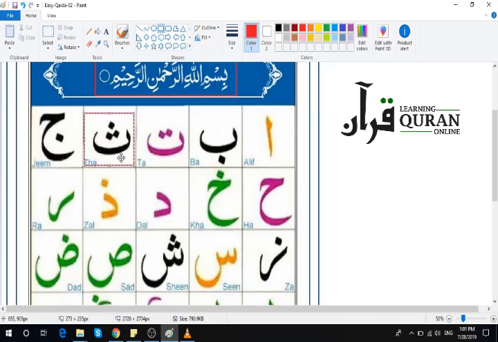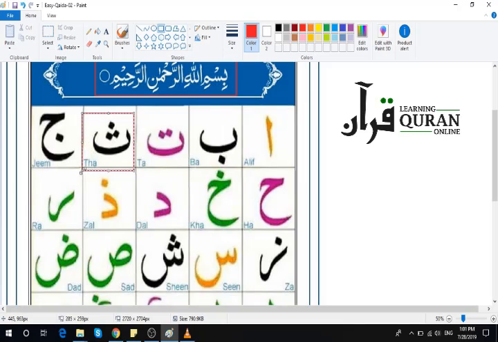We have the next letter, whose name is tha. The pronunciation of this letter is: touch the edge of your tongue to the top two teeth. I am repeating that, touch the edge of your tongue to the top two teeth and then try to pronounce it like tha, tha. See the spelling in English, there is a T-H-A.